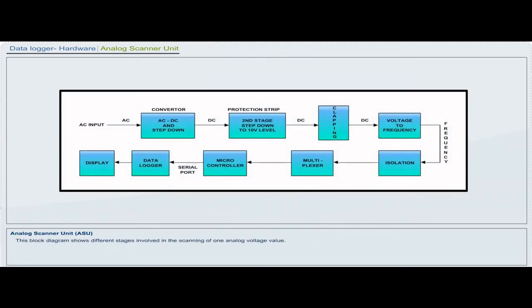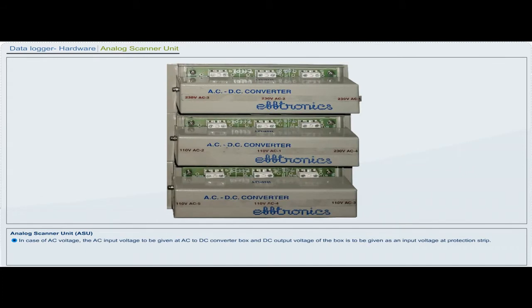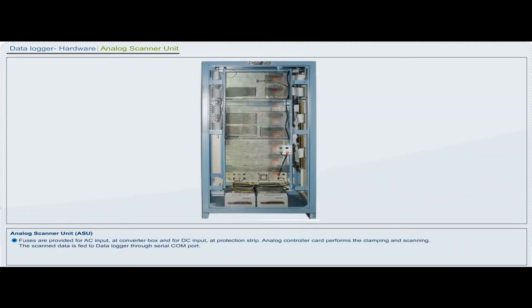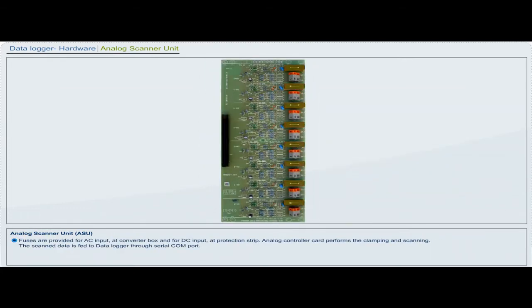This block diagram shows different stages involved in the scanning of one analog voltage value. In case of AC voltage, the AC input voltage is to be given at the AC to DC converter box and the DC output voltage of the box is to be given as an input voltage at the protection strip. In case of DC voltage, the DC input voltage can be directly given to the protection strip. The voltage value selection is to be done through jumper settings on the protection strip. Fuses are provided for AC input at the converter box and for DC input at the protection strip.